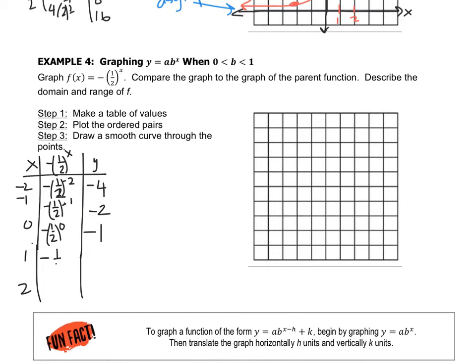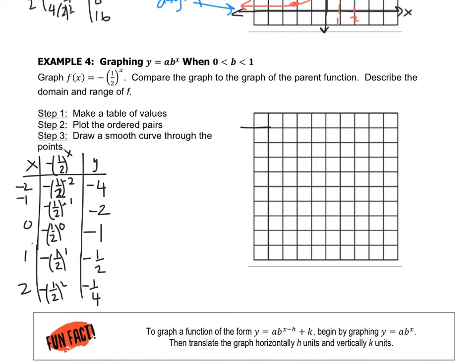Then I have -1/2 to the 1. Well, 1/2 to the 1 is just 1/2, so that gives me -1/2. And then I have -1/2 to the second. 1/2 squared is 1/4, so this gives me -1/4. So now you see my y values are all in the negative quadrants.